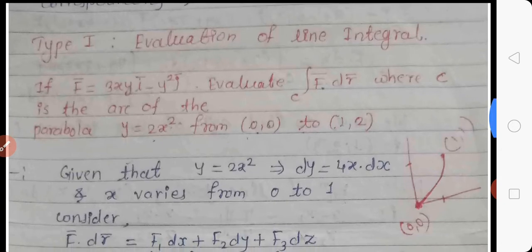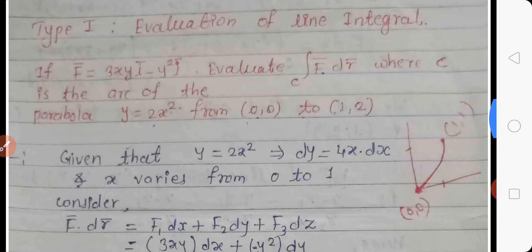First example, evaluation of a line integral by using the formula. If f bar is equal to 3xy i bar minus y square j bar, evaluate the line integral over C of f bar dot dr bar, where C is the arc of the parabola y is equal to 2x square from (0, 0) to (1, 2).